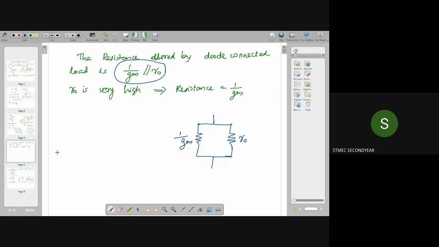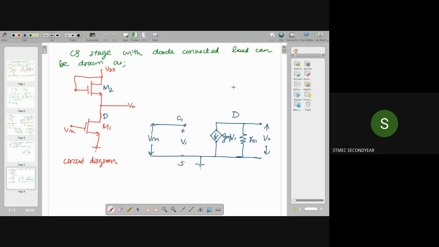Right? So here I can replace the circuit like this. That is, corresponding to M2, that acts as a diode connected load, or we can say that acts as a resistance whose value is equal to the parallel combination of 1 by GM2 and R02. And we can connect it here to the drain terminal.